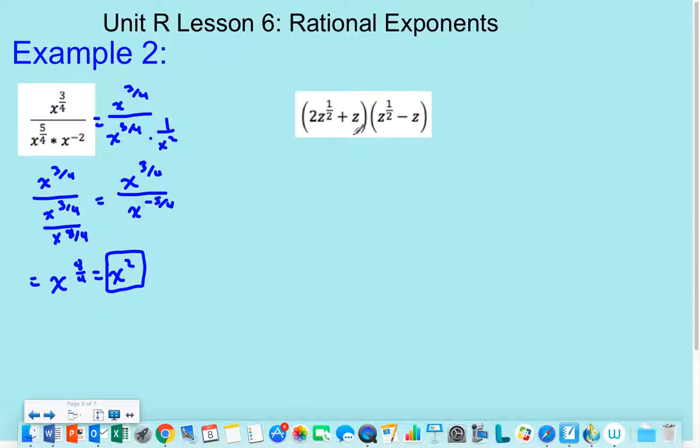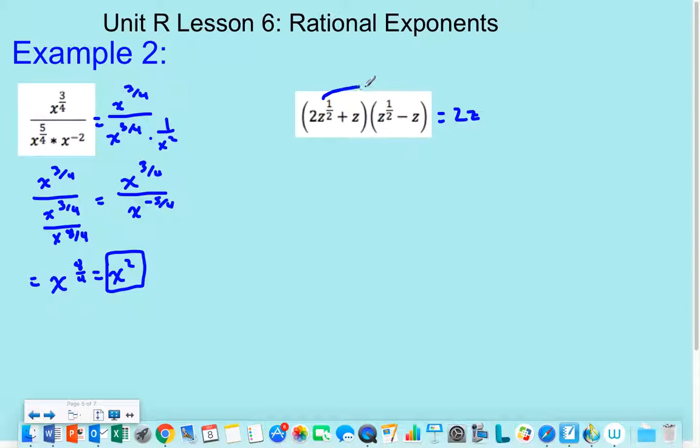All right, this one over here, it looks an awful lot like some of those that we've seen earlier. We're kind of doing the FOIL thing, but in this case, we've got rational exponents, and so we're just going to stick with what we know. So first, I've got 2z to the 1/2 times z to the 1/2. Remember, when I'm multiplying exponents with the same base, I'm adding them. And so coefficients, 2 times 1 is 2. And I've got the z. And then 1/2 plus 1/2 is 1. So z to the 1.